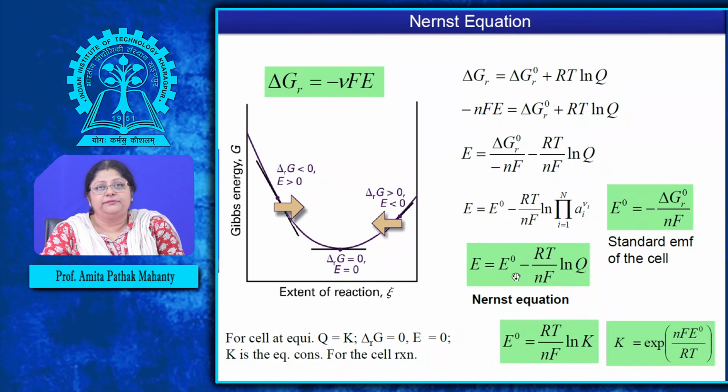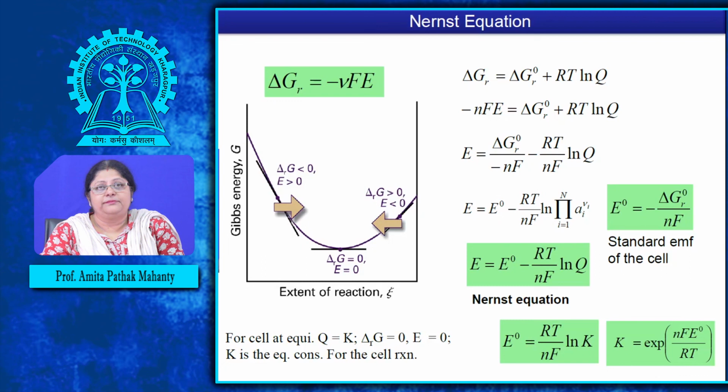And at that time, what do you have? You have E naught equal to RT by nF ln K. The minus sign is not going to be there, which was initially there for the delta G expression. So you can find out what K, the equilibrium constant, is. Or you can find out the standard EMF of a cell if the equilibrium constant is given to you.